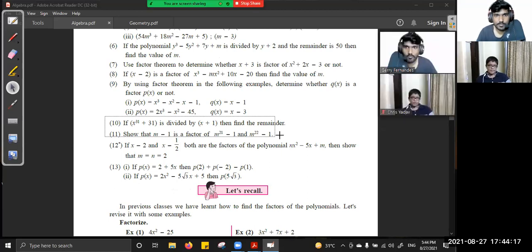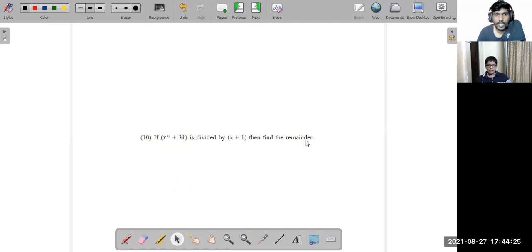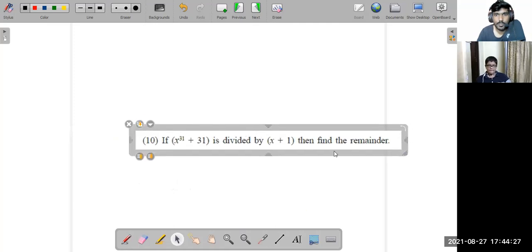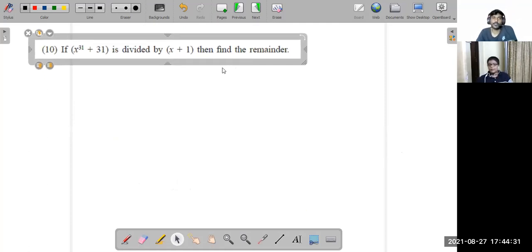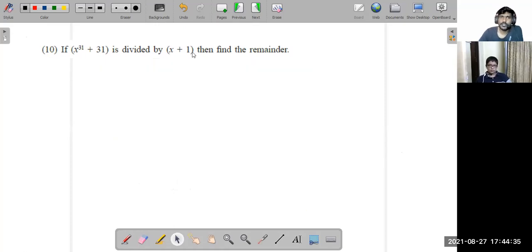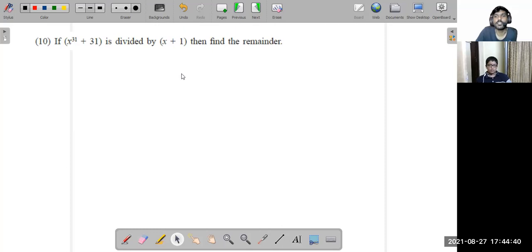10th one. If x raised to 31 plus 31 is divided by x plus 1, find the remainder. How will you find the remainder? Will you use synthetic division? Will you use long division? What will you do?